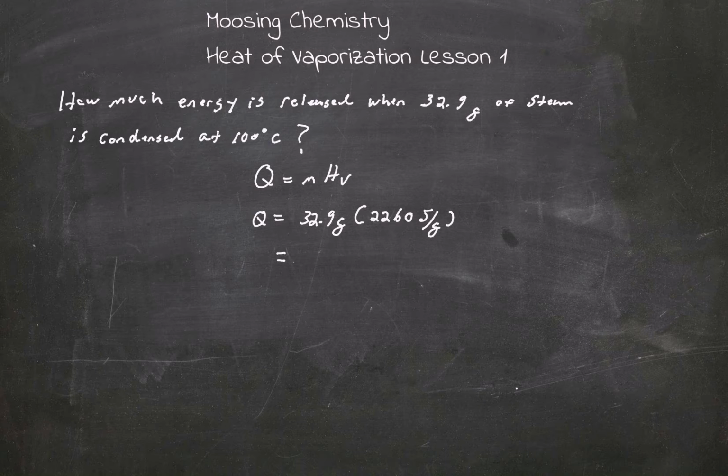32.9 times 2260. And we get approximately 74,354 joules. I just cancel out the grams there, so they just have joules left. But if we want to make this in kilojoules, this would be 74, because remember, going 1, 2, 3, 74.35 kilojoules.